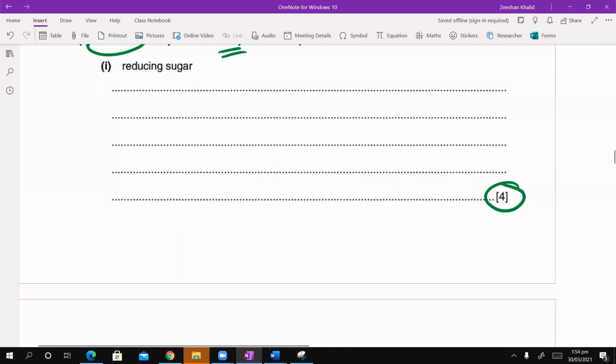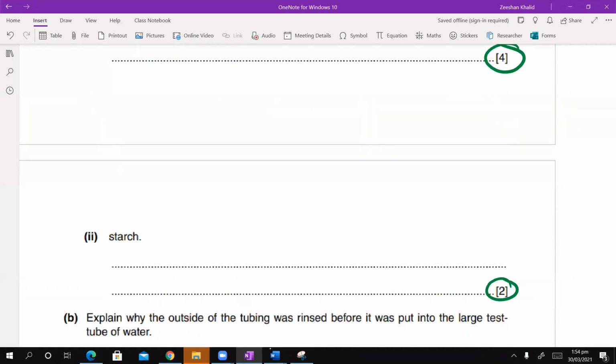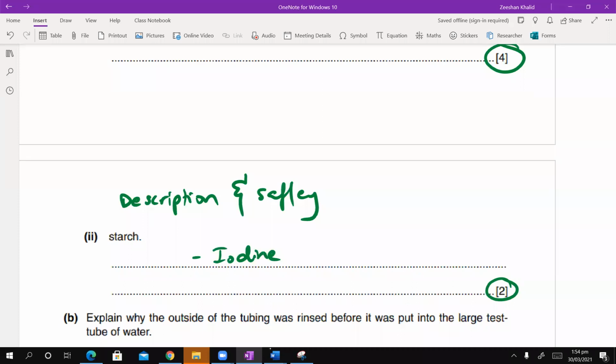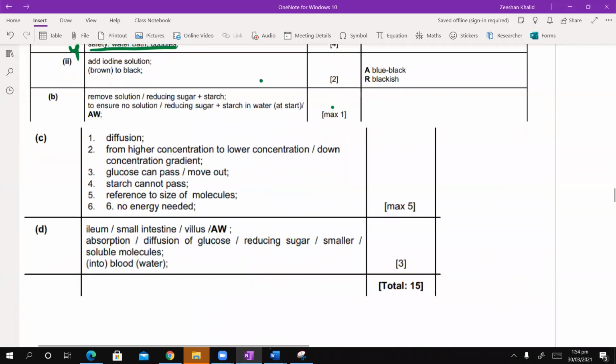Okay, again, describe how would you carry safely the test for the presence of starch. अब यहाँ पे description है और safely है. तो starch बेचारे में क्या चीज़ है? Iodine solution है. और किसी भी solution के लिए safety क्या है? Gloves पहन लें ताकि वो आपको irritant ना लगे. So let's see what the examiner has to say for this.